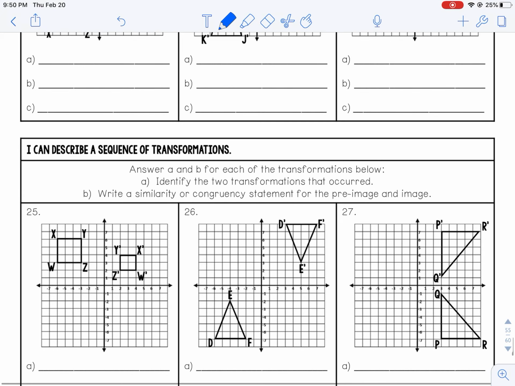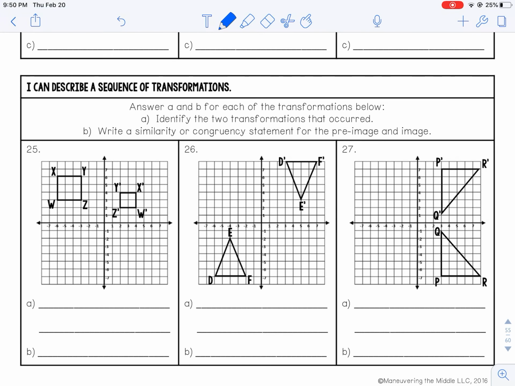All right. You're kind of doing the same thing here. You're going to describe a sequence of transformations. You're going to identify the two transformations that occurred. A sequence of transformations means there are at least two, and you are going to be limited to two, so you're not going to have any more than two. If you look at something and say, oh, I could do that in three, that's not what we're looking for. We want to get there in two. And then it says write a similarity or congruency statement. No, we're not going to do that. Now, if you just choose to, that's fine. You're not going to get marked off for it. Again, 10th grade work, right?